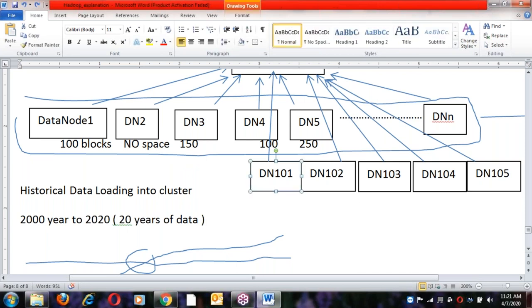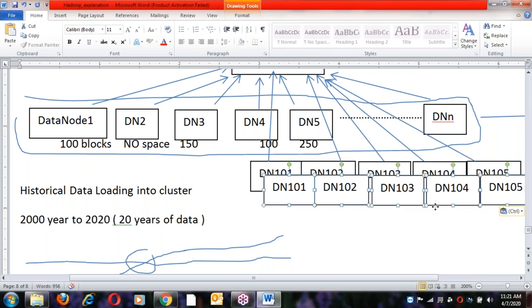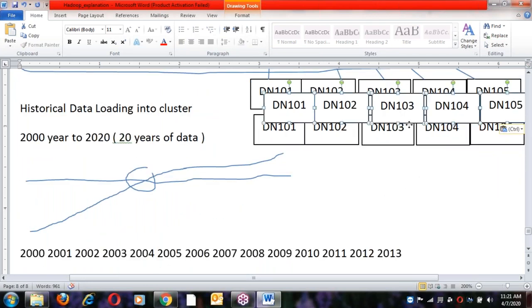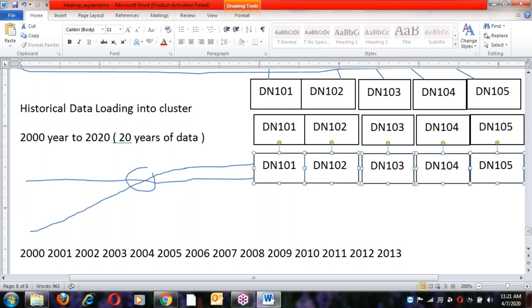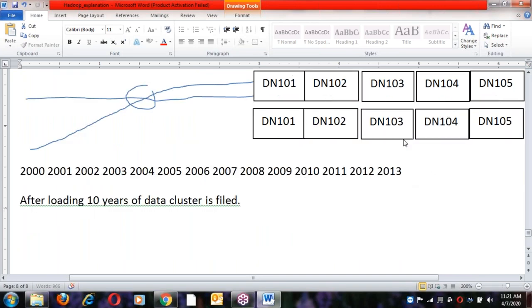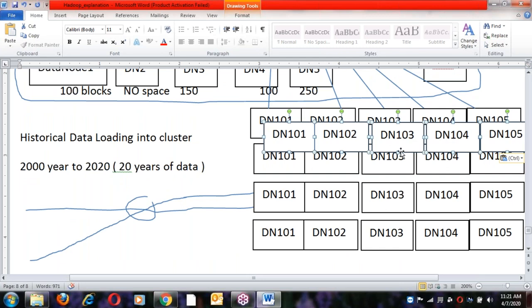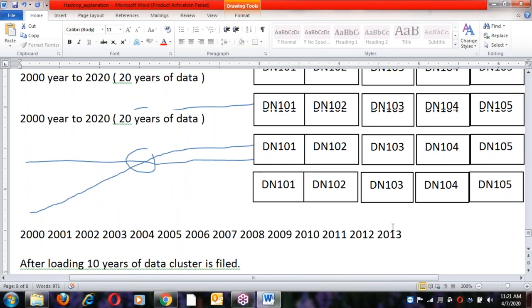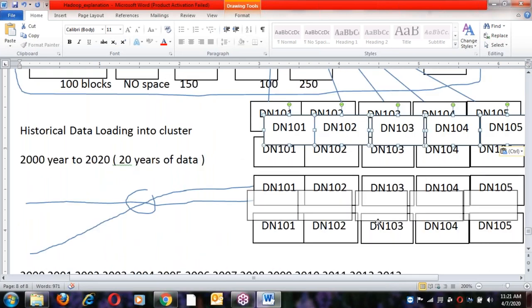Suppose 105 nodes are filled up. Now the admin can add another 5 nodes. Suppose these also fill up. Next, another 5 nodes. Without disturbing the existing cluster, you can add 5 or 10 nodes, depending on requirements. You can continuously add nodes to the cluster like this.